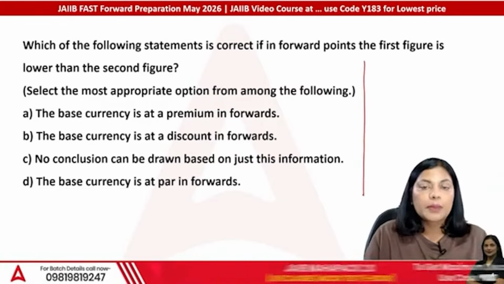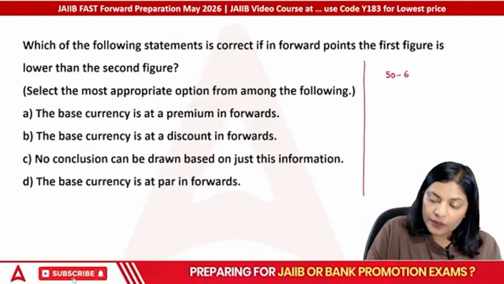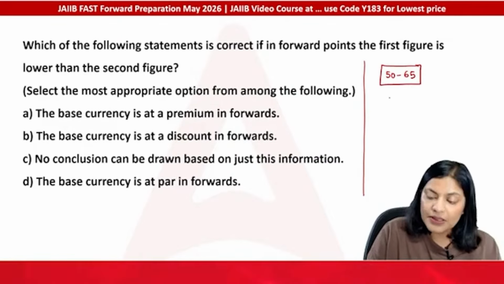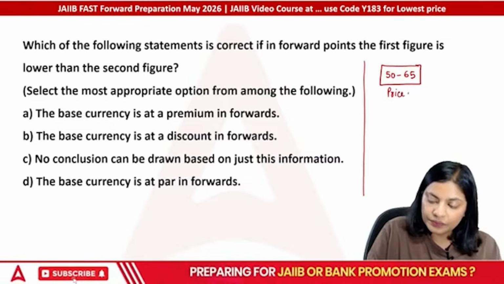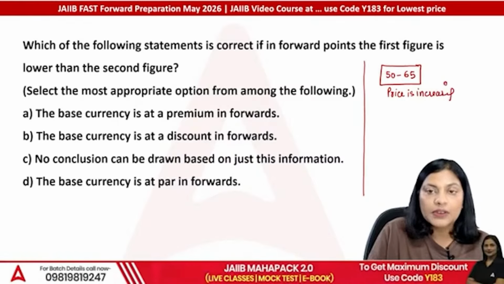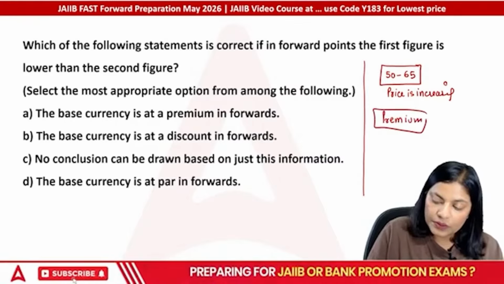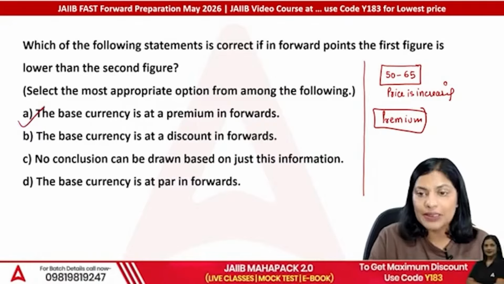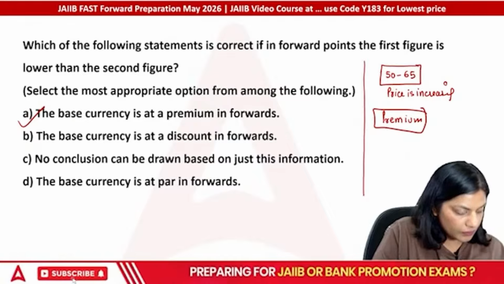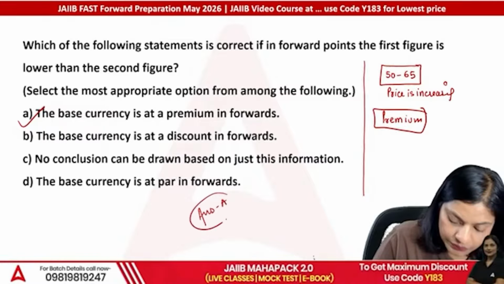Now, if the price is like, sorry, 52.65, correct, that means the price is increasing. Correct, so it will be at what? At a premium. Okay, so the base currency is at a premium, it is increasing. So the right answer will be option number A.